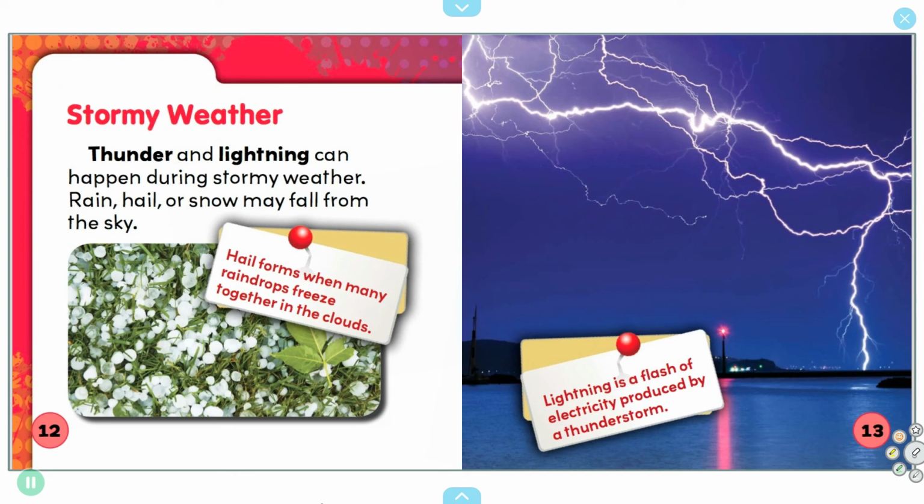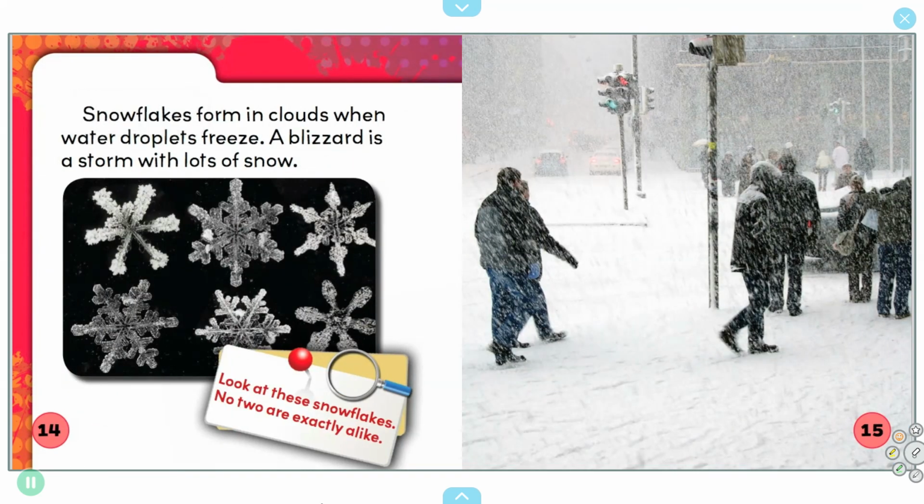Stormy weather. Thunder and lightning can happen during stormy weather. Rain, hail, or snow may fall from the sky. Hail forms when many raindrops freeze together in the clouds. Lightning is a flash of electricity produced by a thunderstorm. Snowflakes form in clouds when water droplets freeze. A blizzard is a storm with lots of snow. Look at these snowflakes. No two are exactly alike.